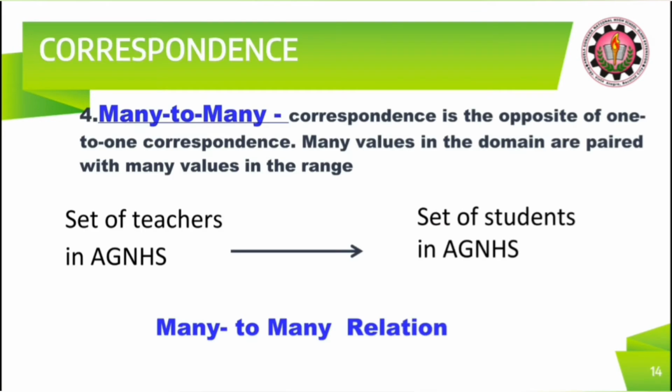Another example is the family: a mother and father can have 2 or more children. Another example is the set of teachers in one section and the number of students enrolled in that section. So there will be 8 teachers for an average of 40 students per section. That's how it is in many-to-many.